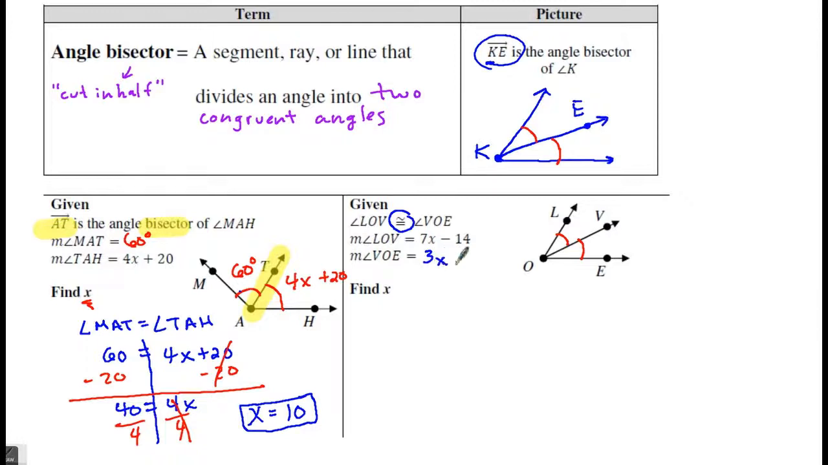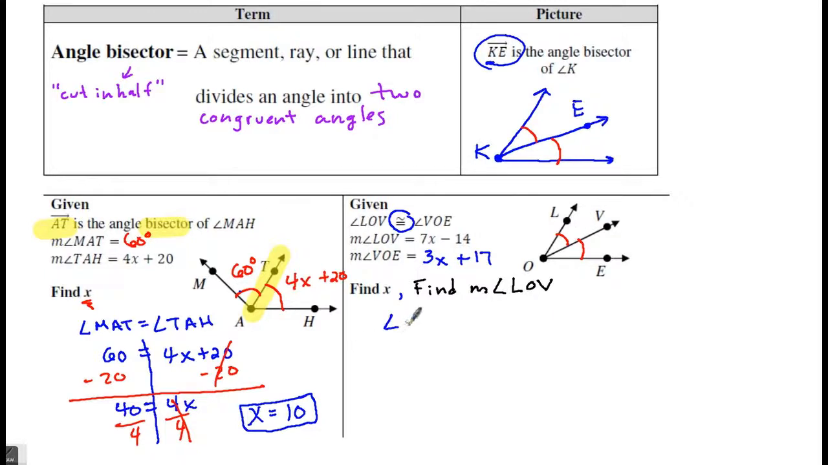So we know these two measurements. We are given the following: LOV is 7x minus 14, and VOE is 3x plus 17. So now we're going to go ahead and find x. And I also want to find the measurement of angle LOV. So we're going to find x, and we're also going to find this measurement. So let's start by finding x. We know that those angles are the same, so that means that we can say that angle LOV is equal to angle VOE.